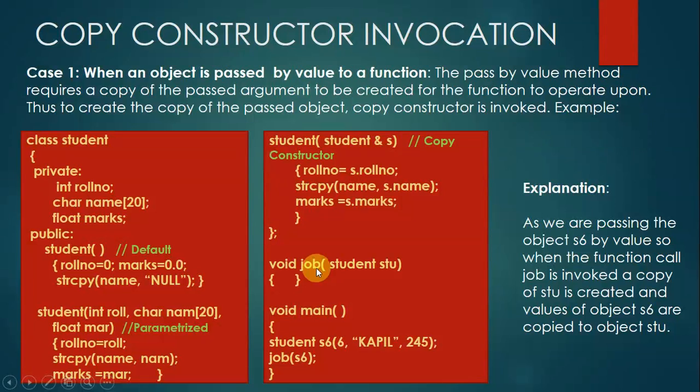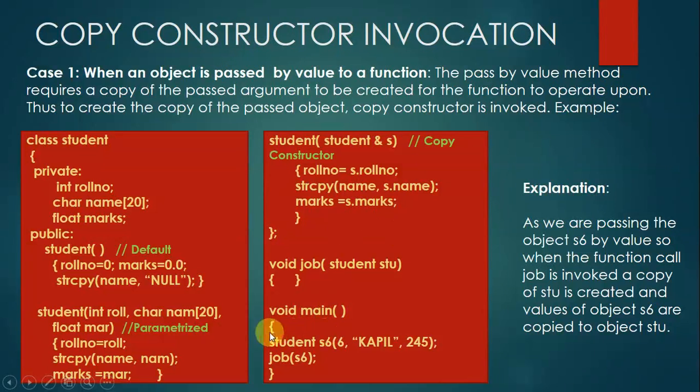Now this is a function, a void job, in which I am passing an object of class student as an argument. This is not a class function. This is separate from the class. I have not written anything. You can do any type of job in this function. This example is just to depict how a copy constructor is invoked.